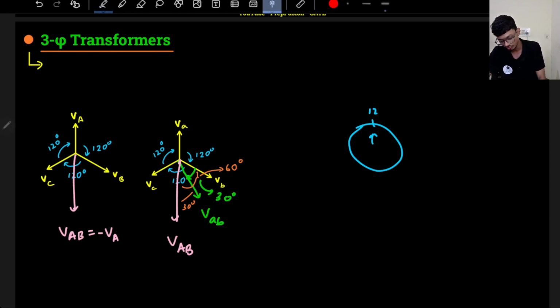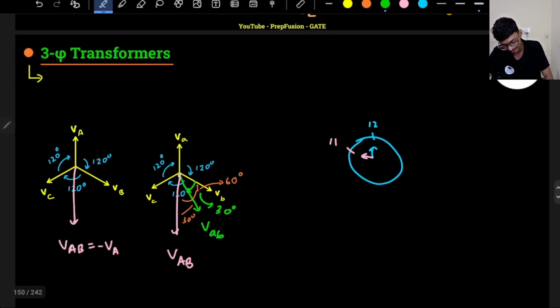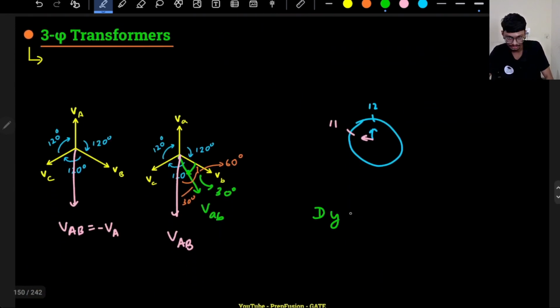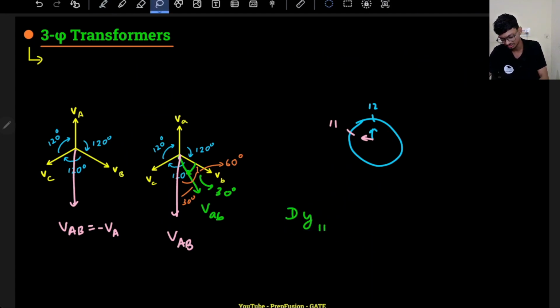So I have to move from here 30 degrees in the anti-clockwise direction. So I will be here. This is simply 30 degrees, which means 1 hour less, that is 11 o'clock, correct? So its high voltage is delta, its low voltage is star, and it is 11 o'clock. That's how you find out the notation.